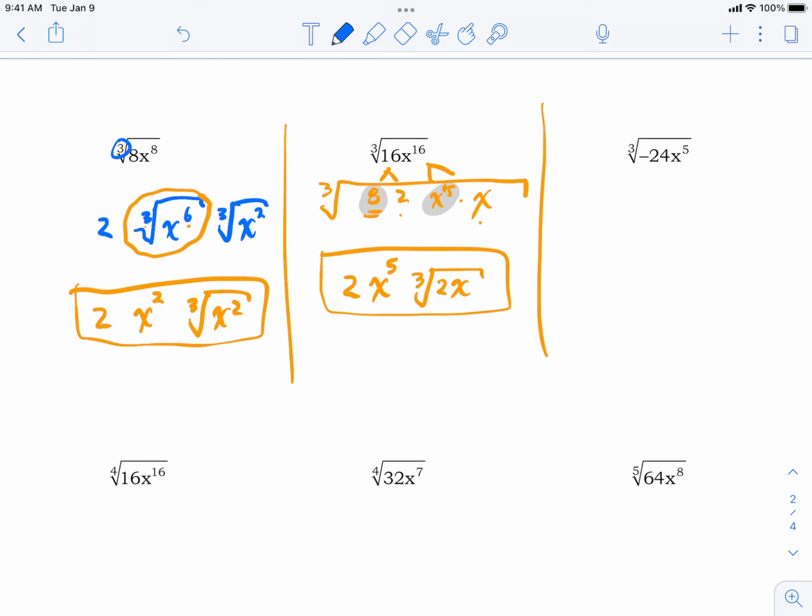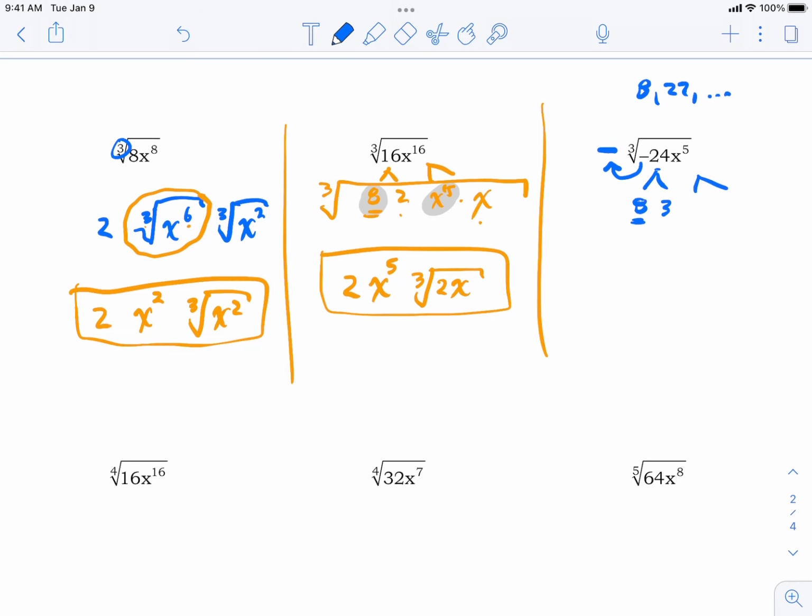Okay, first of all, it's an odd root of a negative. It's just going to come out negative. Let's deal with the 24 and the x to the 5th. Now the 24, remember my perfect cubes are like 8 and 27 and so on. Does the 24 have an 8 in it? It sure does. So I'm going to think of that as an 8 times 3, because that I'm going to be able to simplify in a minute.